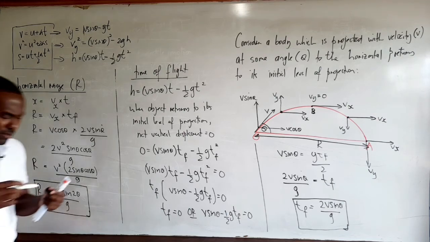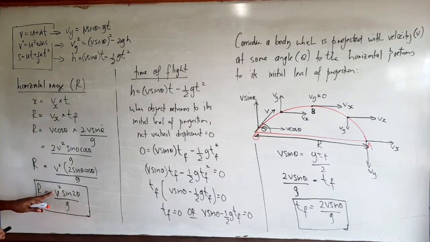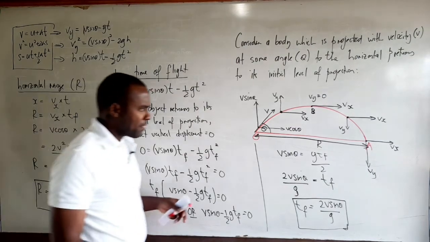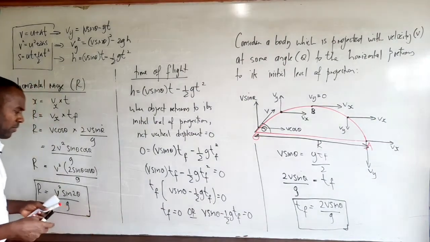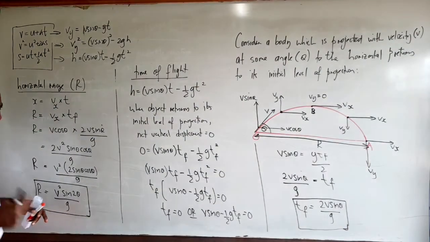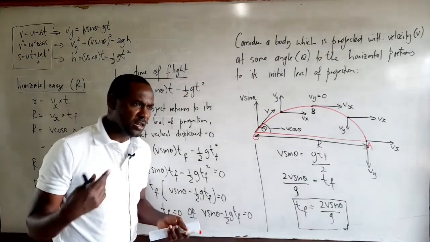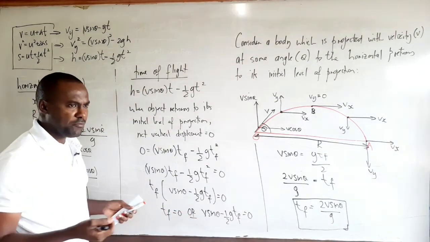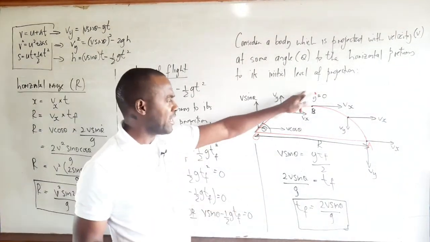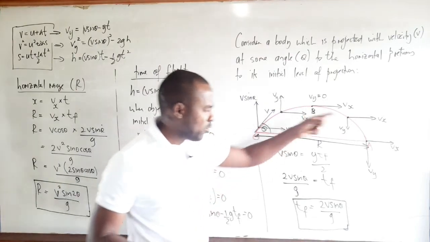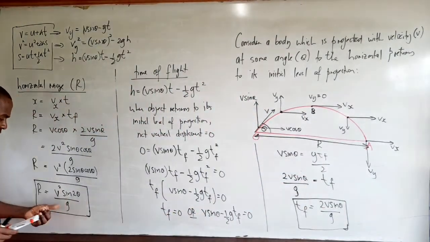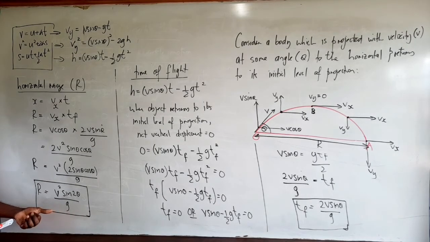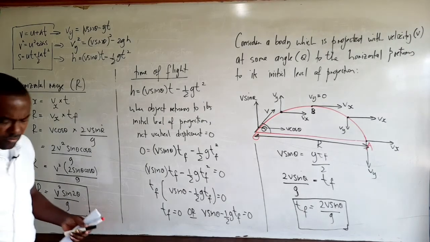Now bear in mind that for this equation to be used, it must have actually returned to its initial level of projection. So the horizontal range formula is only applicable when the object has returned to its initial level of projection. If we only consider the motion up to a certain height, or if it actually falls below its initial level of projection, then this formula will not give us the actual horizontal distance traveled, right? So we'll try to remember that.